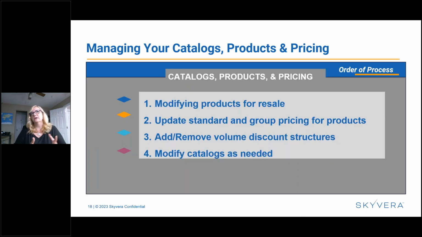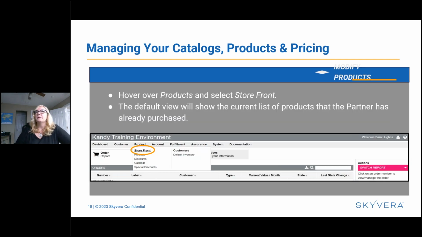So what we're going to cover in this section is modifying your products, updating pricing as you need to, if you need to add or remove or modify discount structures, and then, of course, modifying the catalogs. Because all of you, if you're deploying the services today, you at least have one product, one catalog, and so on. So let's keep going.